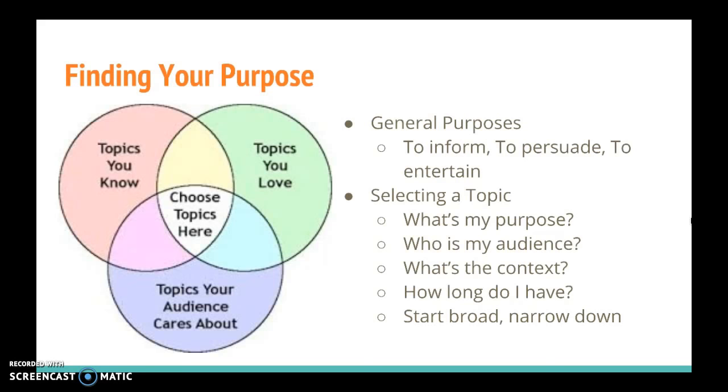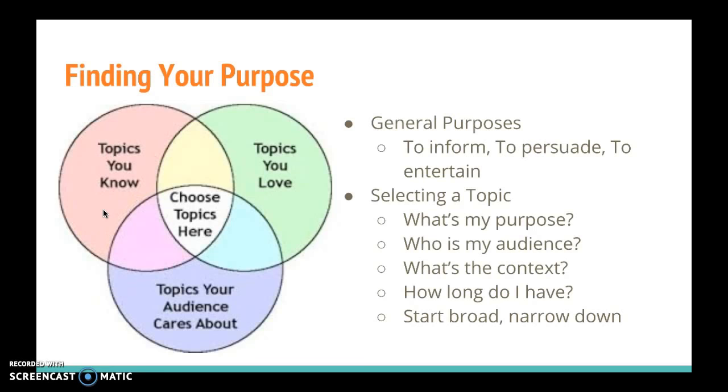Because again, you have all these constraints. You only have a certain amount of time that you can talk about something. The context of the speech is going to change it. The audience and what they're interested in is a really important part. So I really like this Venn diagram because it shows you how you should think about choosing your topic. So first, you want to start with topics that you know something about.